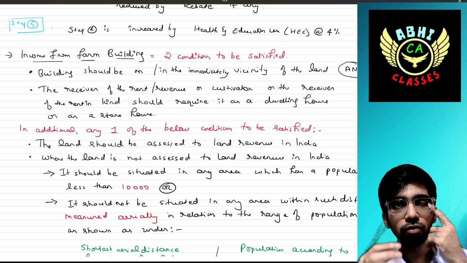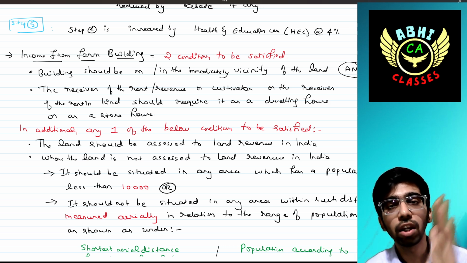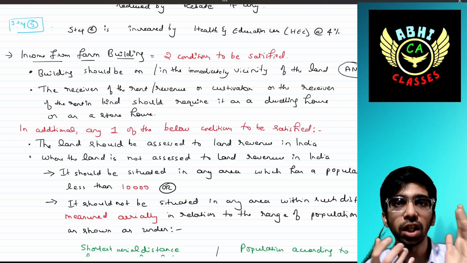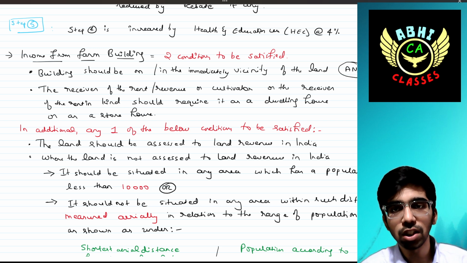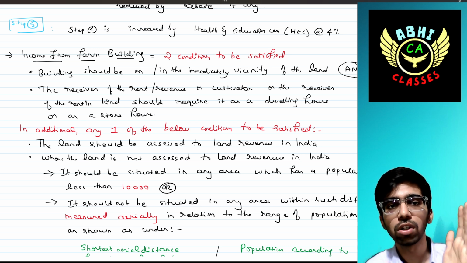In kind means in terms of paddy. They have sometimes given paddy in terms of rent. If the cultivator does not have any rent money, then he can give the paddy to the owner of that building. That is meant by in kind. They should acquire this as a dwelling house or a storehouse.